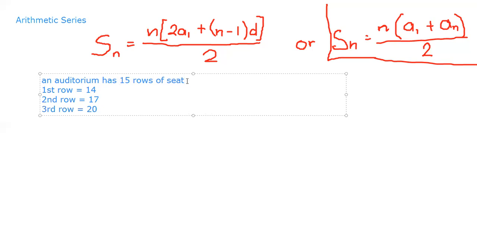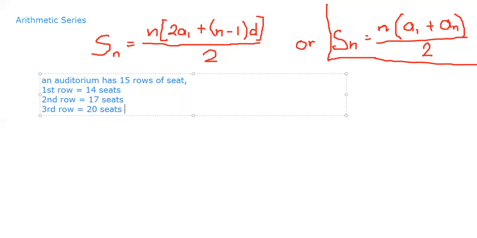In the first row, we have 14 seats. In the second row, we have 17 seats. In the third row, we have 20 seats. Ngayon, ang tanong dito, find the total capacity of the auditorium. It means we're going to find the total capacity. Kung ilan lahat ng seats, kung ilan lahat ng tao na pwede doon, depende kung ilang upuan sila.